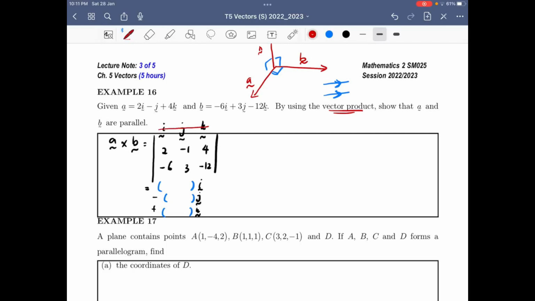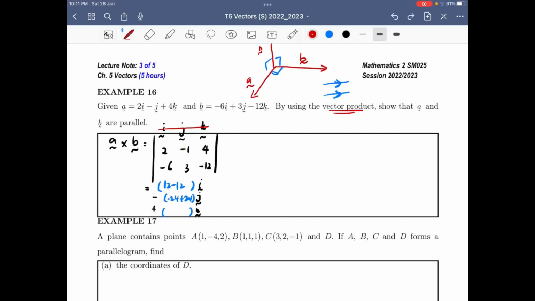Okay, if you close the I part, you get 12 minus 12, right? 12 minus 12. And then, if you close the J part, you get negative 24 plus 24. Negative 24 plus 24.